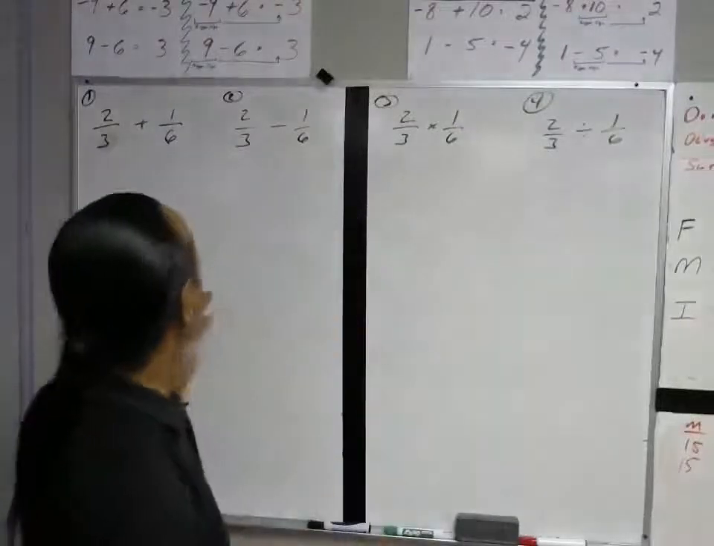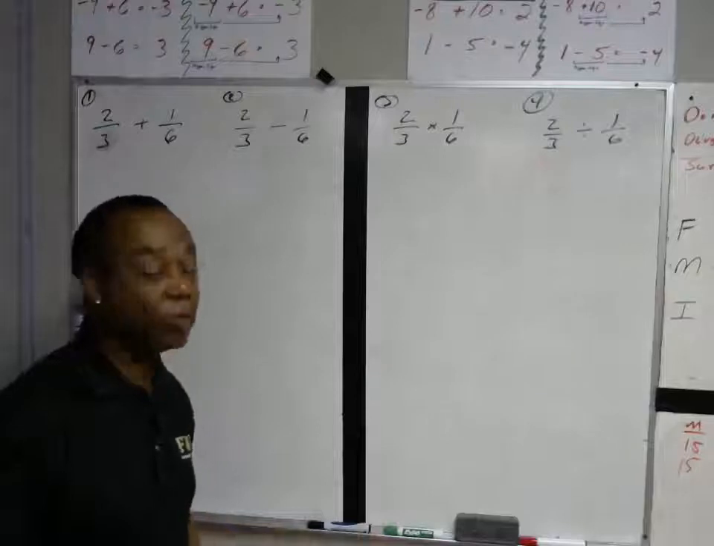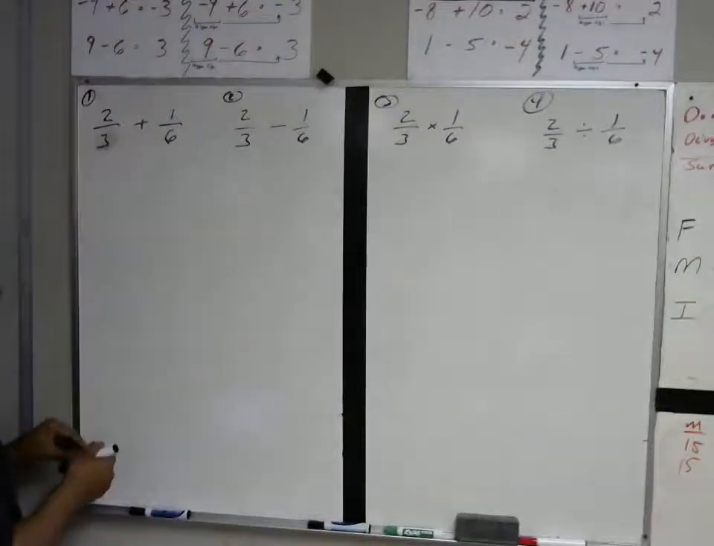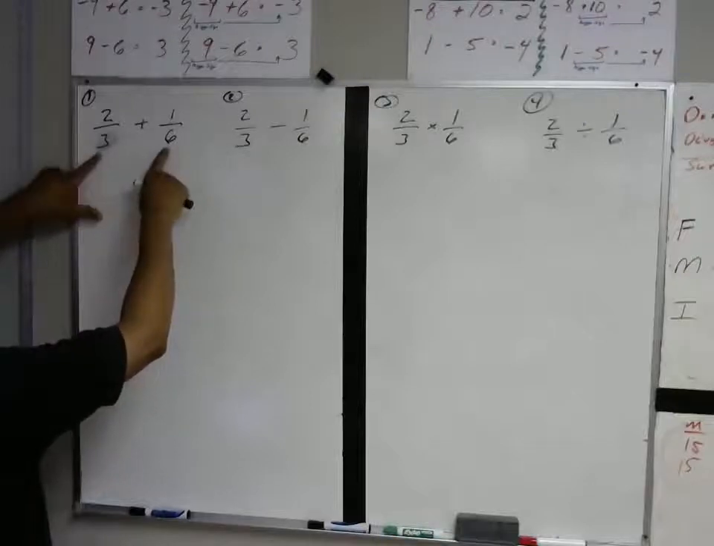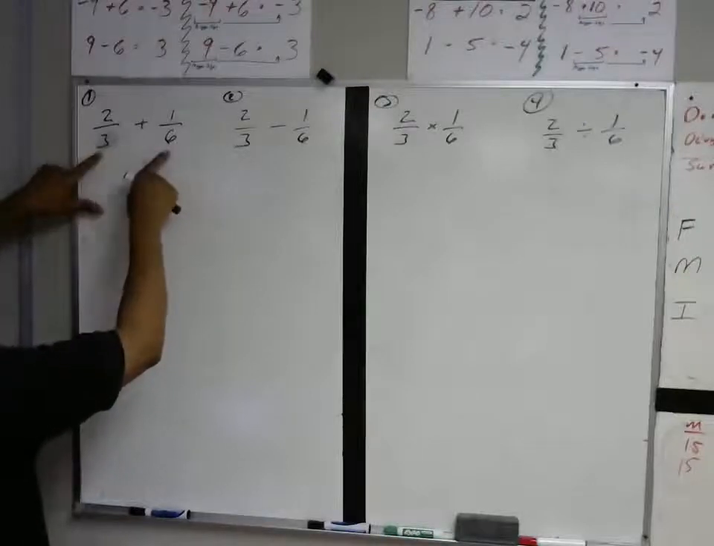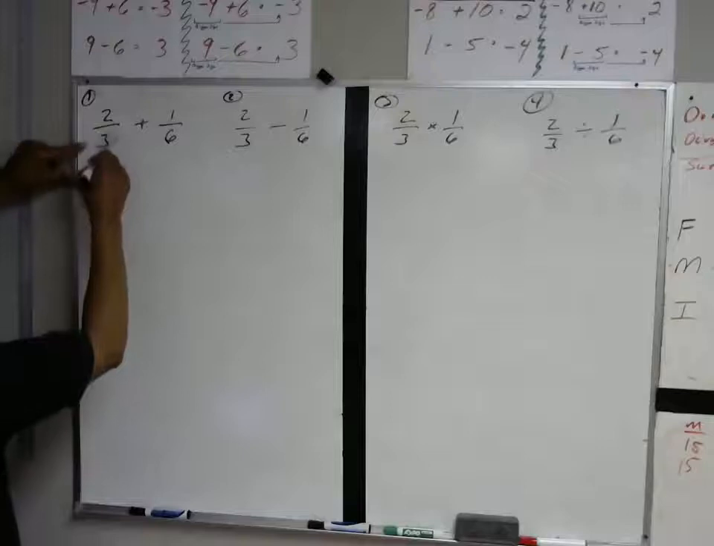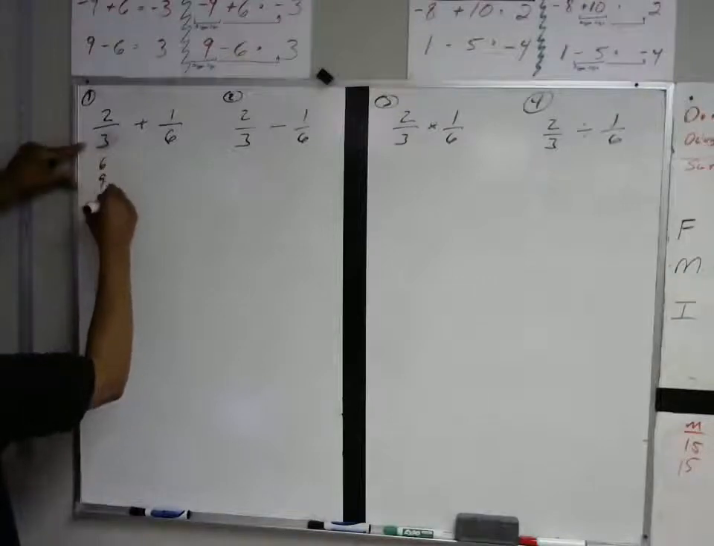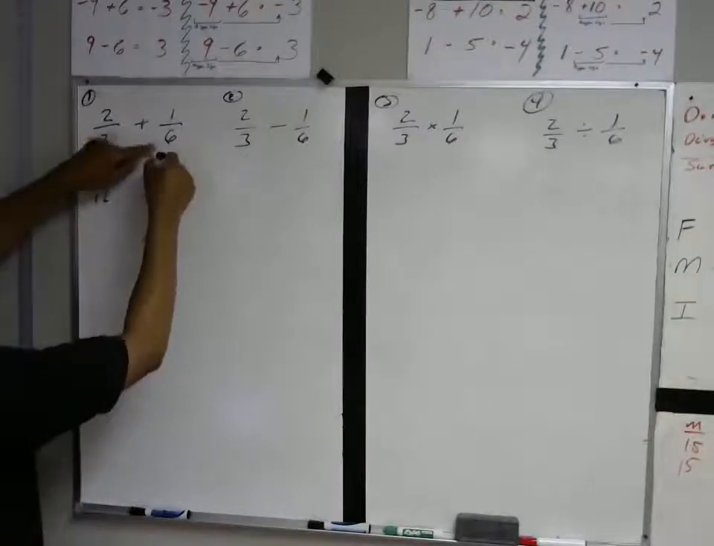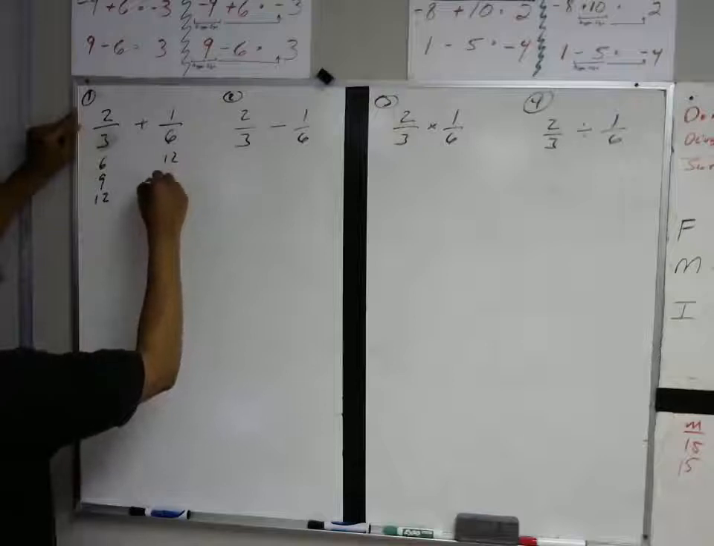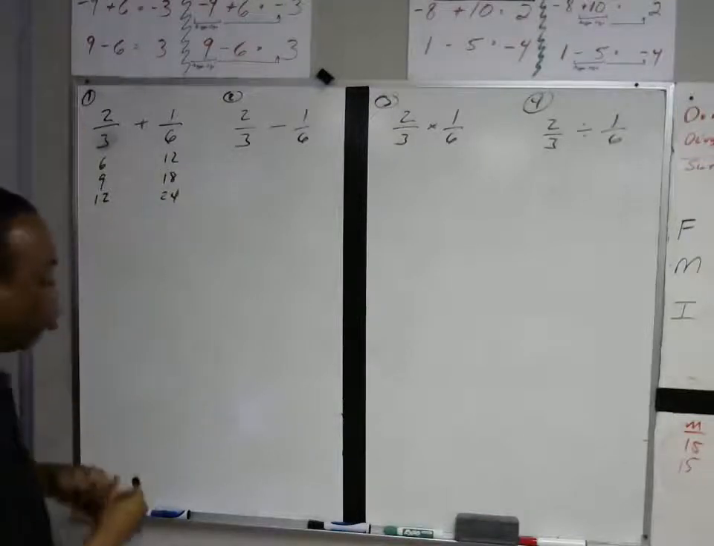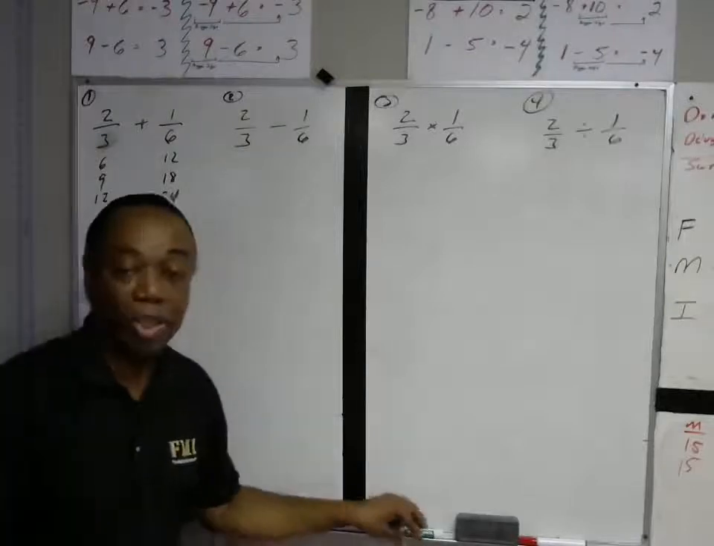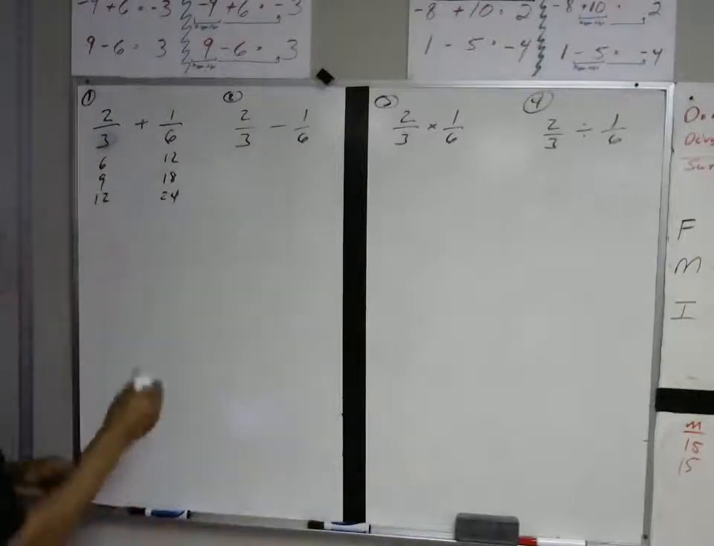Okay, adding, subtracting, multiplying, dividing fractions. First, for adding and subtraction, we're going to go through the multiplication tables of both 3 and 6. For 3, we have 3, 6, 9, 12. For 6, we have 6, 12, 18, and 24. And we're going to look for the least that's in common, and that will be the 6.